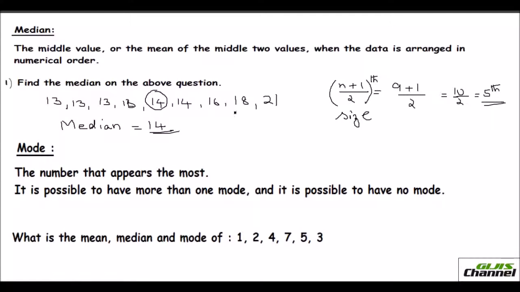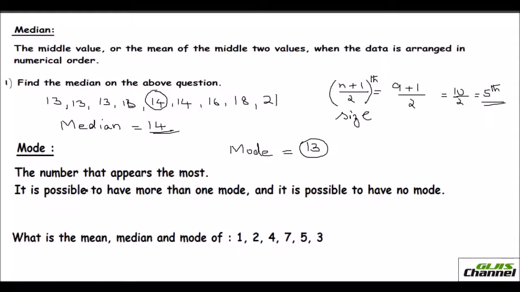14 is repeated twice and all the rest once only. So here you say that the mode is 13. Got it? Because that occurs many number of times, right? It is the frequently occurring number. So mode is the frequently occurring number.